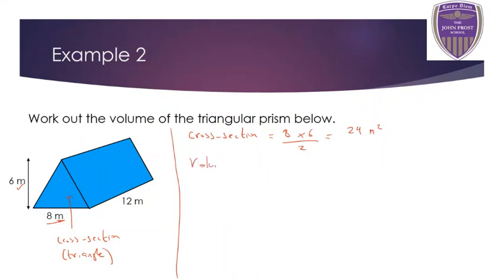And for the volume, take the cross section and multiply by the length. So 24 times 12, I believe that to be 288 meters cubed. Easy. Okay, then.